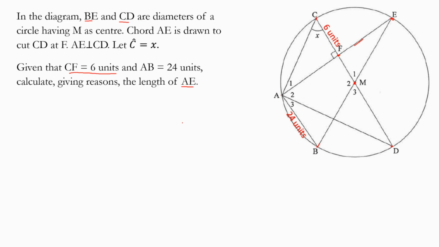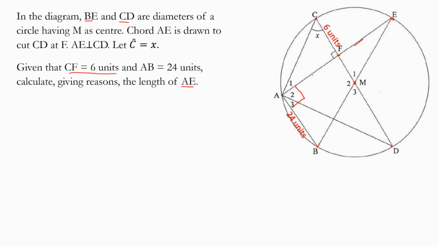If you check, AE is a side of a right angle triangle ABE. This is a right angle triangle because angle BAE is equal to 90 degrees, because it is subtended by diameter. Then AE is a side of a right angle triangle. So we have AB, meaning that if we get BE, then we can find AE.